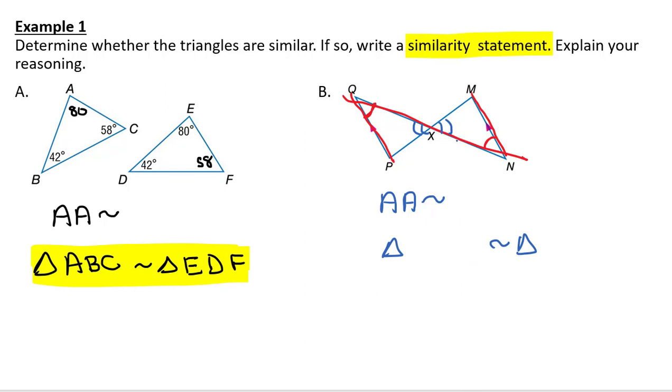I'm going to go PQX is similar. But I need to make sure I get the right corresponding angle. Q is congruent to N, and that's the middle letter, so that's going to go in the middle. X is congruent to X because they were vertical angles. So therefore, M is my third angle in the other one. And again, this is my similarity statement.